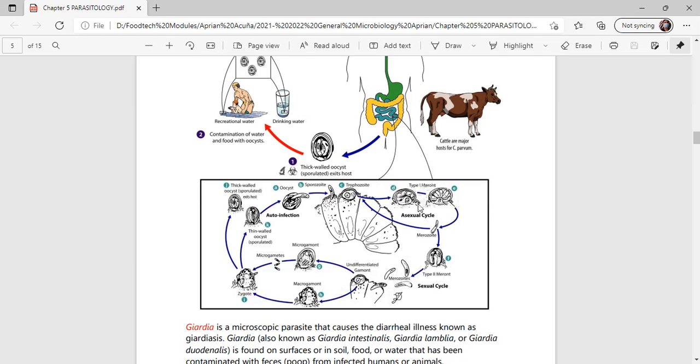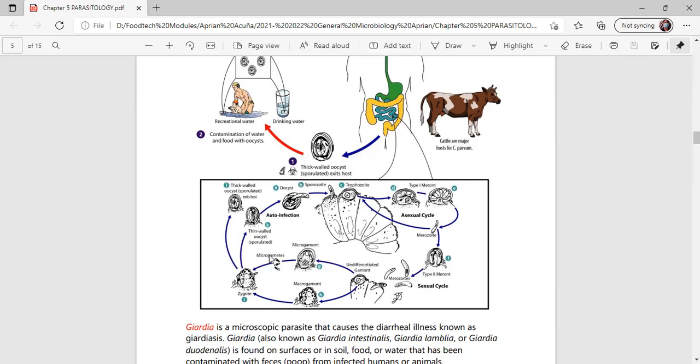Okay. Sa mga sexual, you have your meront. Your type 1 meront, this is asexual. Okay. It will just multiply itself. Your type 2 will have merocytes. Then you have your gametes, where you have your microgametes and your macrogametes. The microgametes will form into your zygotes.